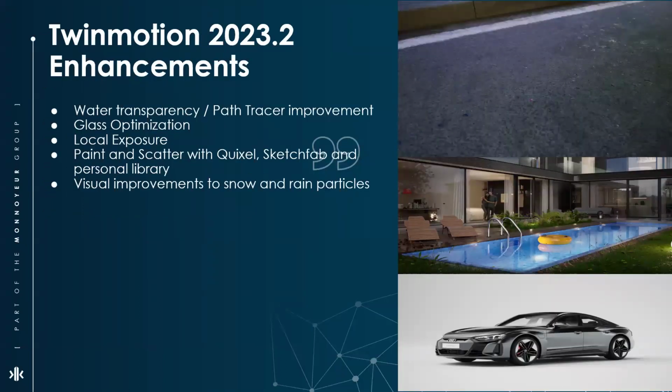As I said, there is path tracer improvement and glass optimization. Now you have a local exposure feature available. You have a number of families in the form of libraries, as components available to you, on different platforms, which also saves us from having to store the data on our systems. There is also the wetness factor, added as a visual improvement to make our images and scenarios much more defined and well experienced.